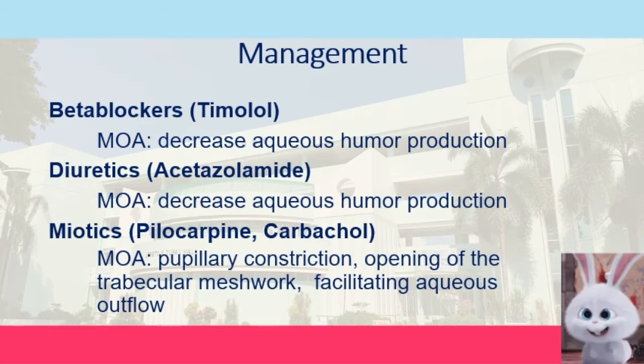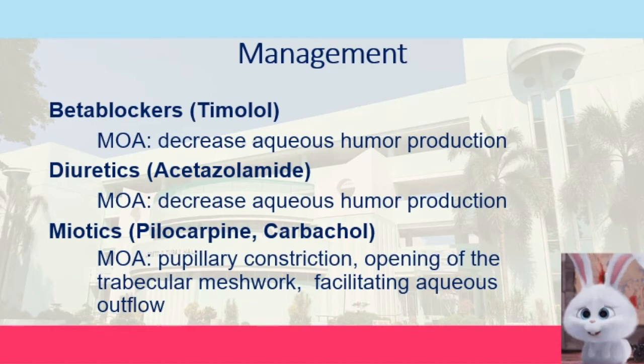Diuretics. Class, recall, there are several types of diuretics. You have your loop, you have your thiazide, you have your osmotic, your potassium sparing. The fifth one that we rarely talk about is your carbonic anhydrase inhibitors. Class, acetazolamide is a carbonic anhydrase inhibitor. It's a diuretic. Its purpose also is to decrease aqueous humor production, and since it is a diuretic, it also facilitates the excretion of your aqueous humor.